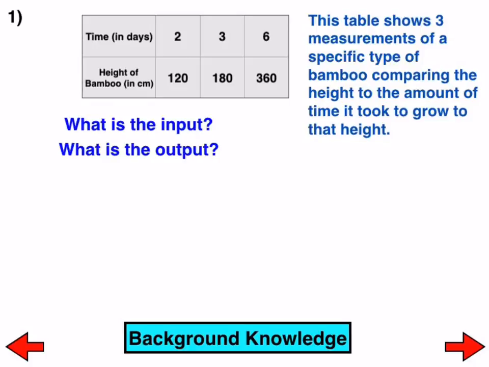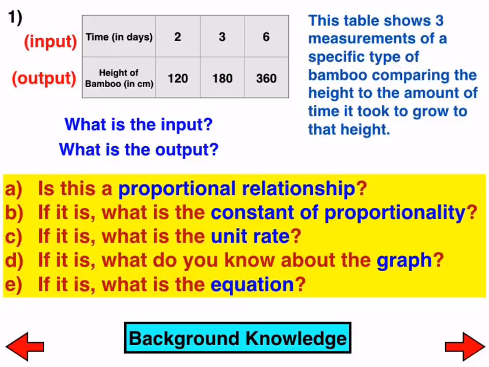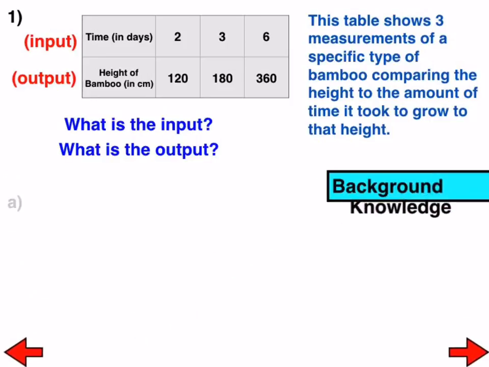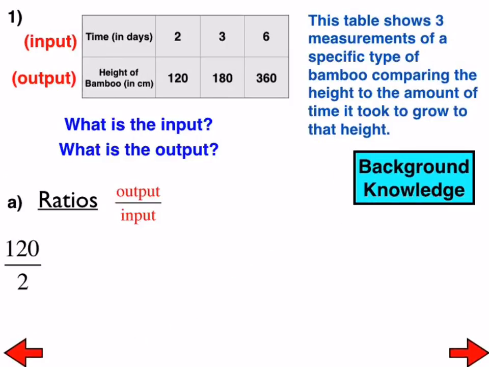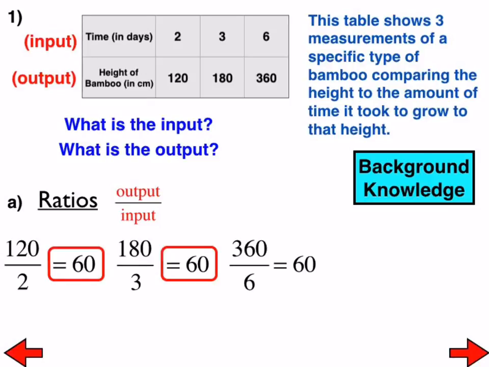to grow that height. And when we did this, I asked questions like what was the input, what was the output. Remember, the output is determined from the input. If we know the number of days, in this case, we can find the height of the bamboo. And we found all of these things. We determined whether it was a proportional relationship or not. We found the constant of proportionality. We found the unit rate. We either graphed it or we answered a question of what the graph would look like, and then we found the equation. Now, when we did all of that, I want to just get down to the most important piece here for today, and that's getting to the point where we have the equation.